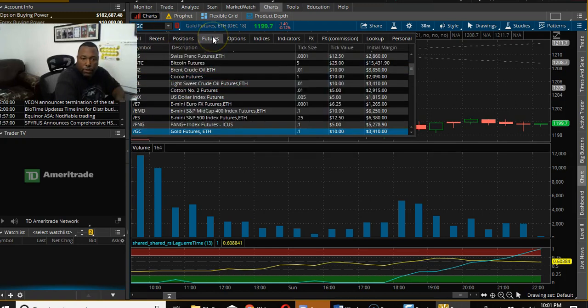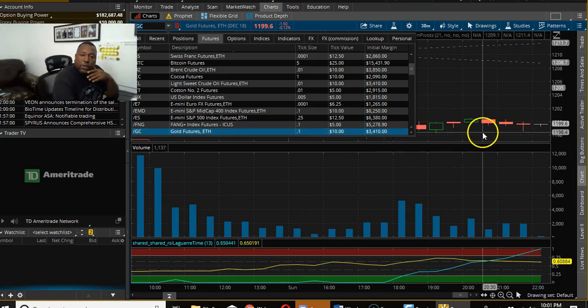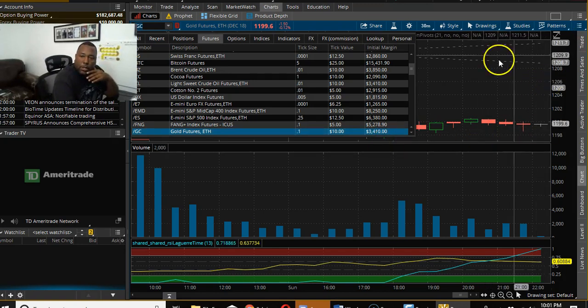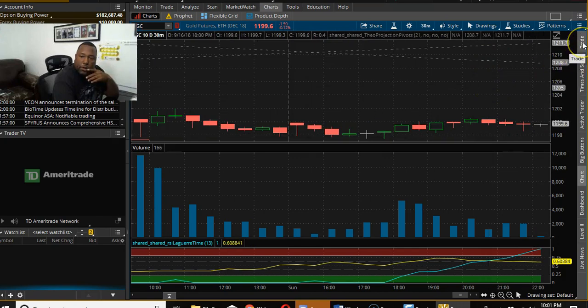So how the futures work, as far as how you get paid and how you trade them: let's just go to futures. It tells you that for every one tick, you get $10, and this is your initial margin. The futures do cost a little bit more to enter, but the trades are a lot cheaper.